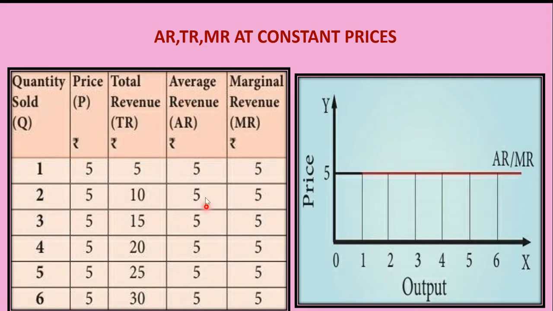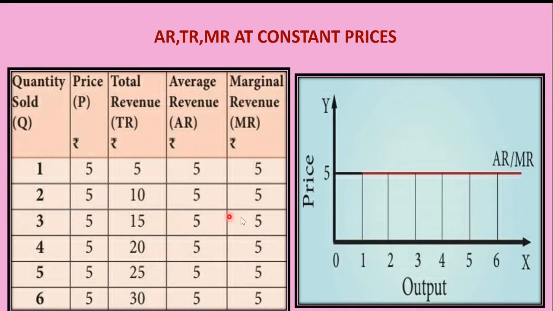How do you calculate the average revenue? Total revenue divided by the quantity. 5 divided by 1 will give you 5. 10 divided by 2, 5. 15 divided by 3, 5. 20 divided by 4, 5. This is how you calculate the average revenue.